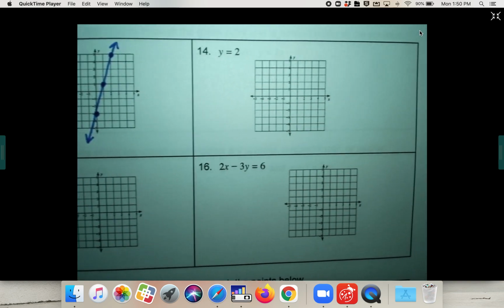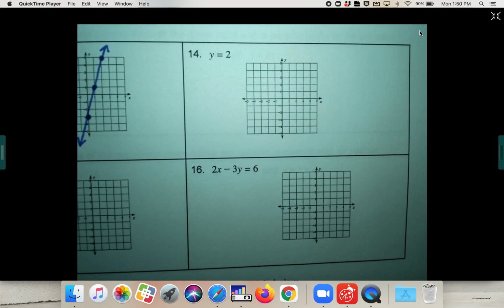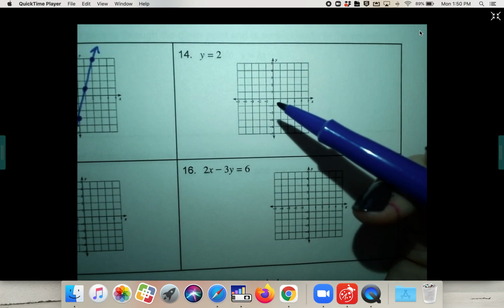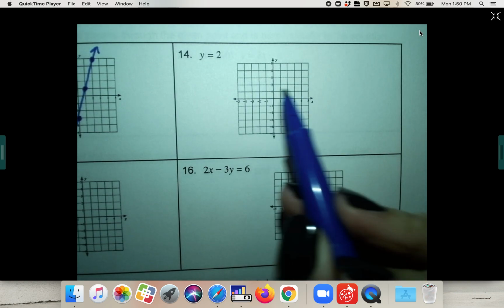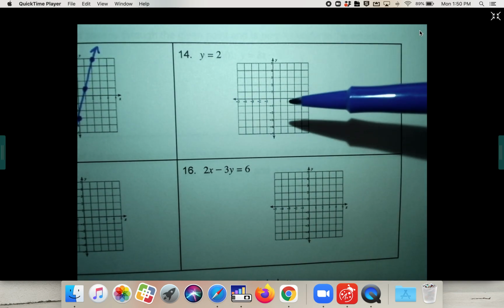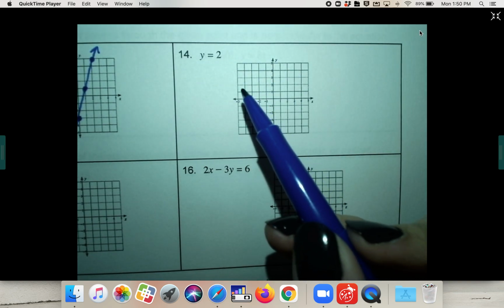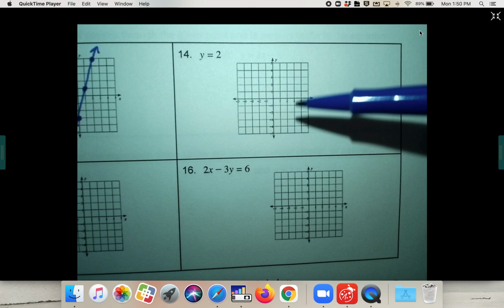Okay, number 14 is y equals 2. I kind of asked you guys to memorize which way lines go if there was no x, which would be horizontal and which would be vertical. If it's a y equals, it is a horizontal line. If it's an x equals, it's a vertical line.